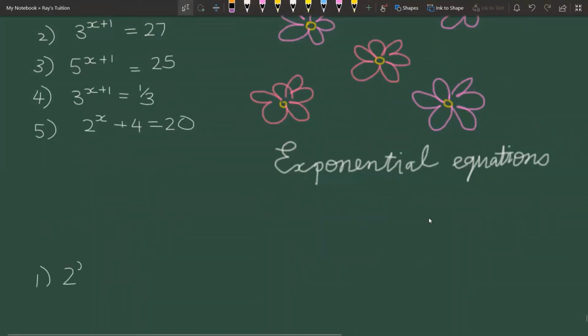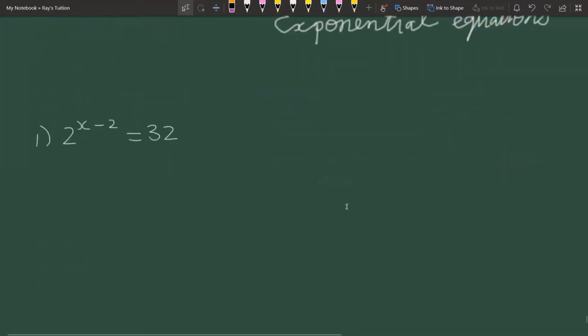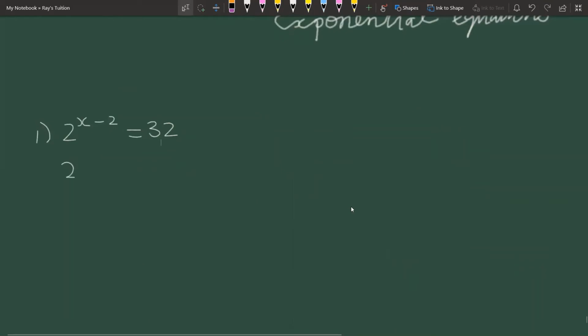So we have 2^(x-2) = 32. The first step is always to factorize and break it down into prime bases. So we have to rewrite this 32 as a product of prime numbers, and 32 can be written as 2 to the power 5. Once the bases are the same, then we can drop the bases and work with just the exponents. Then x = 5 + 2 when we take it over. So x is equal to 7.